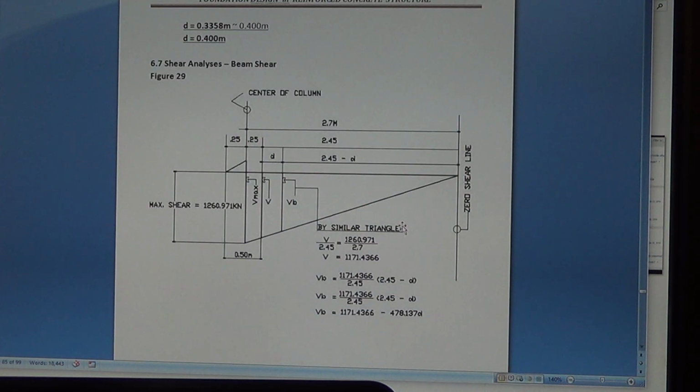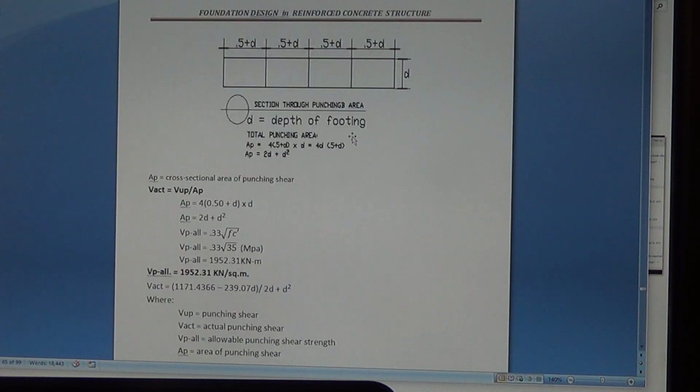Okay, this is the structural analysis for the footing, and this is the analysis for the beam shear. You gotta have beam shear and punching shear. Analyze both, then compare. This is how to get how deep your footing is. There's a lot of calculation here too. So this is how you can design how deep your footing is. Okay, one beam shear and then another punching shear right there on the top.